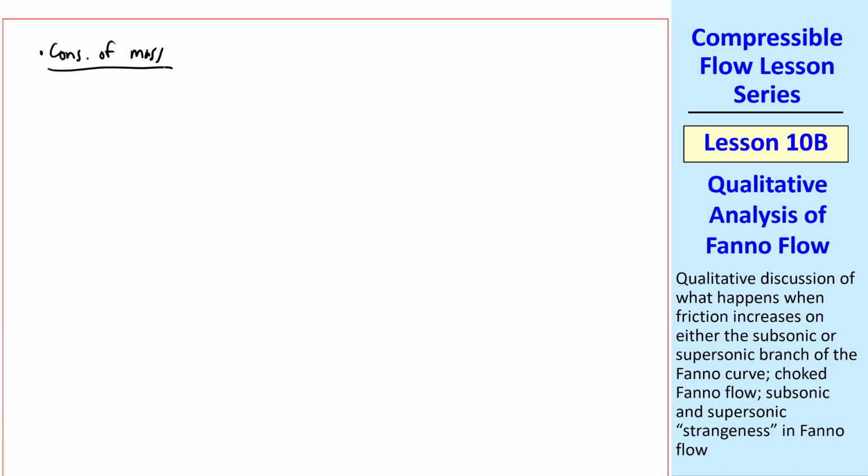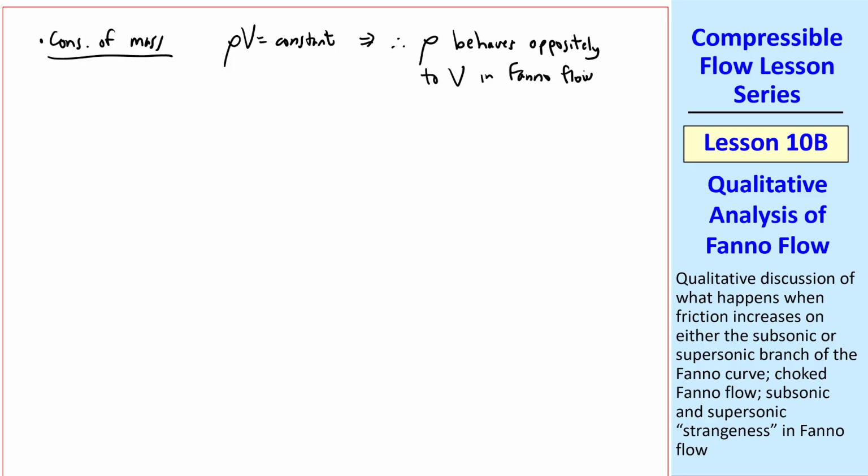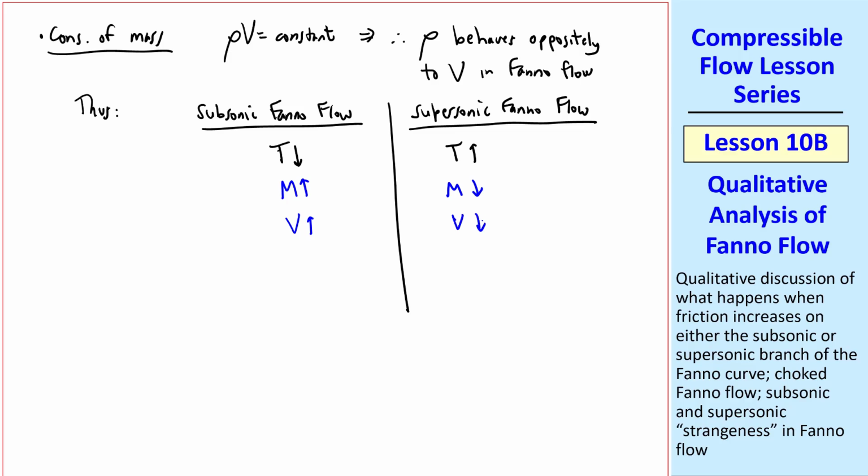Let's also consider conservation of mass, where we had rho V equal constant. Therefore, rho behaves oppositely to V in Fanno flow. The same thing is true, by the way, for Rayleigh flow, since both of these are 1D flows with constant area. Thus, continuing our table, we already talked about T, M, and V, and now because of this opposite behavior, we add that rho must go down in the subsonic case, and rho must go up in the supersonic case, opposite of the behavior of V.